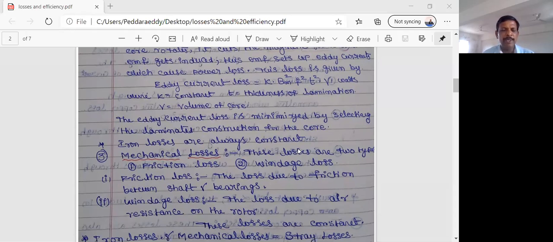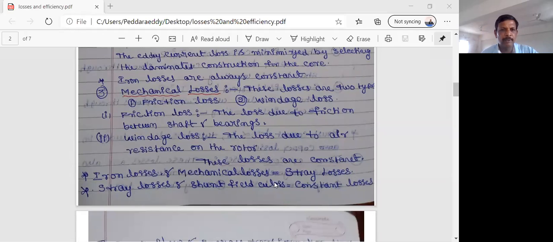Iron losses are always constant. Remember, iron losses are always constant, whatever be the load. These iron losses are independent of load. If load is zero, or if load is half, or if load is full, whatever be the load, the losses are always constant. No change in eddy current loss and no change in hysteresis loss.